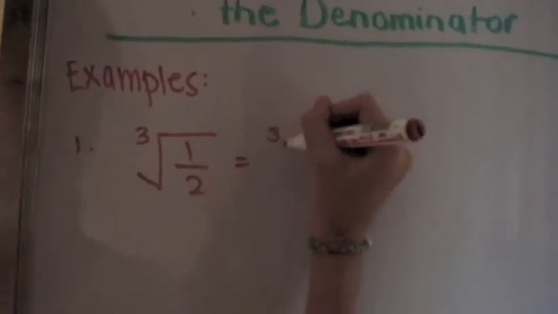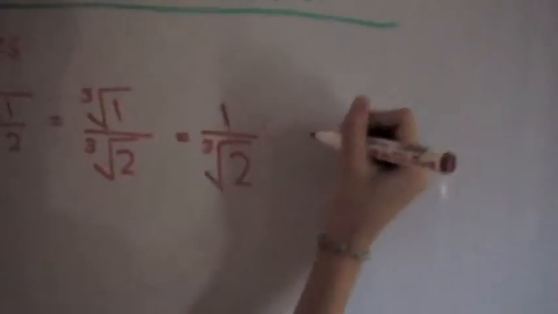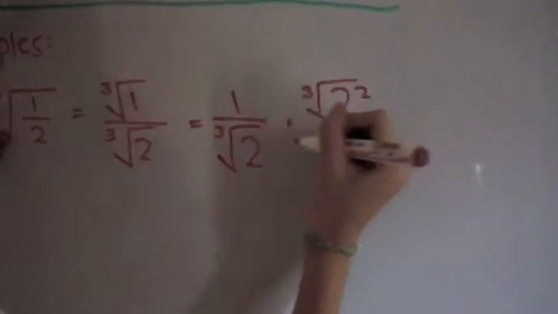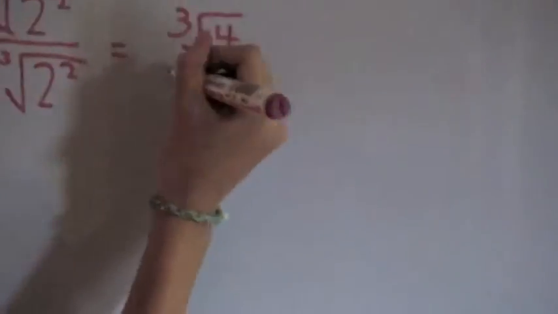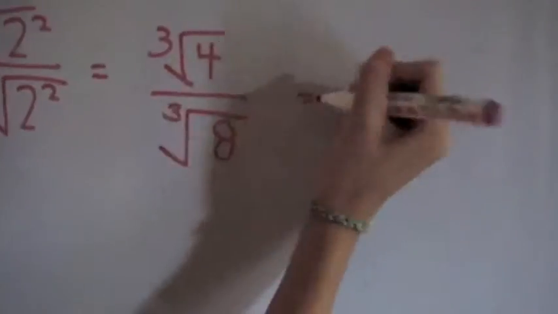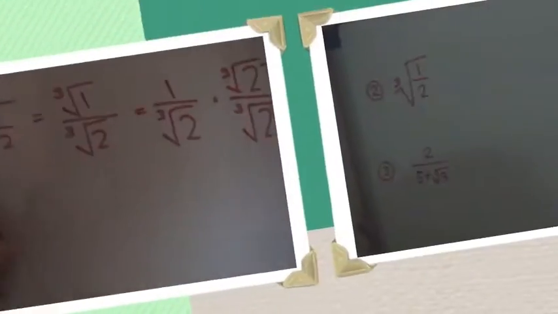Now we have examples on how to rationalize the denominator. So first we have the cube root of 1/2. Multiply the numerator and the denominator with the cube root of 4 to rationalize the denominator. Our final answer will be the cube root of 4 over 2.